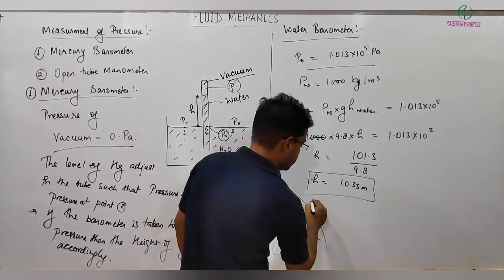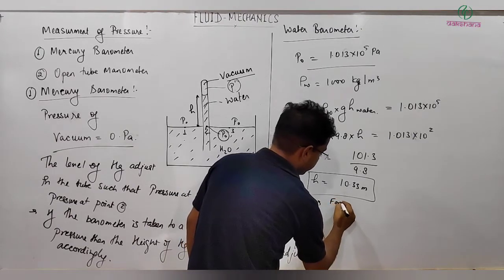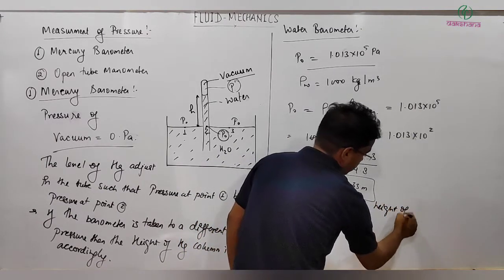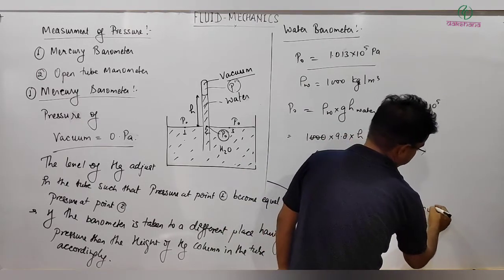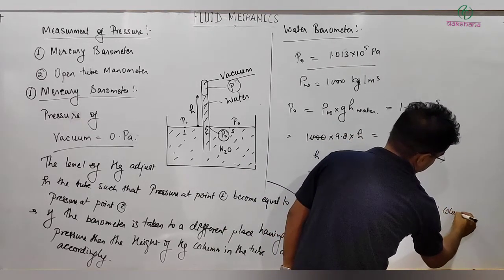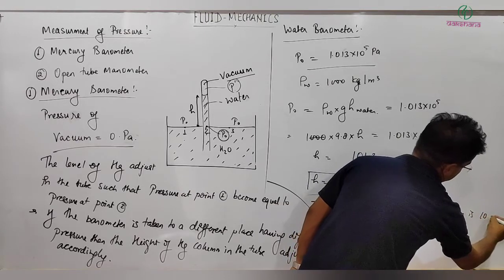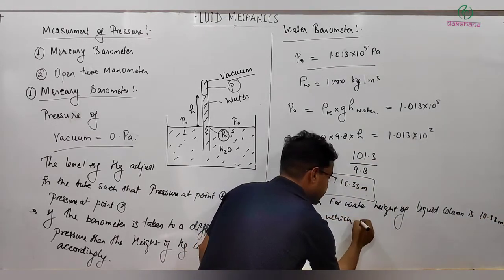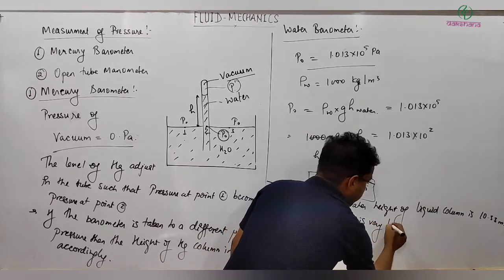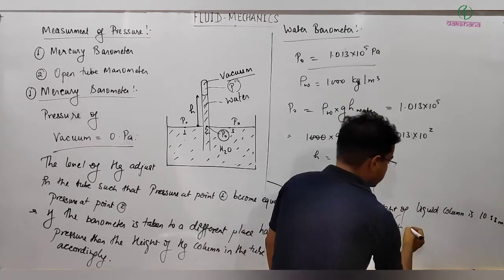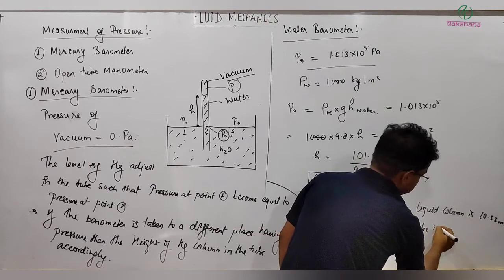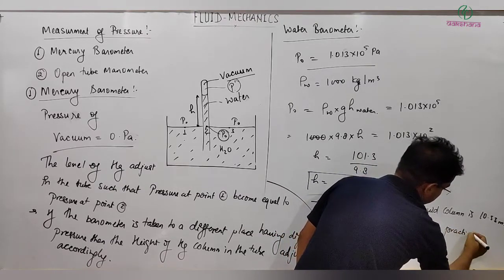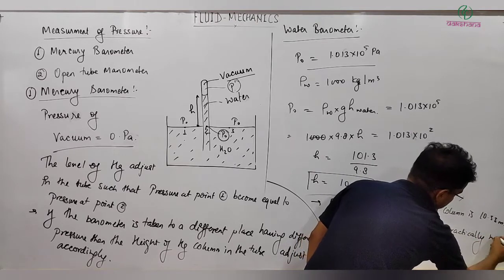So for water, the height of the liquid column is 10.33 meter, which is very high, and makes it practically not feasible.